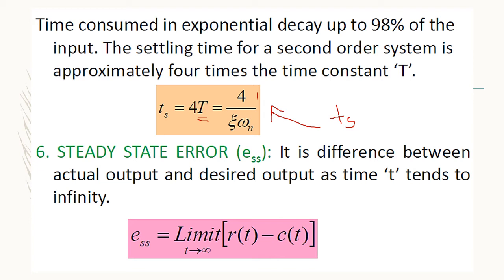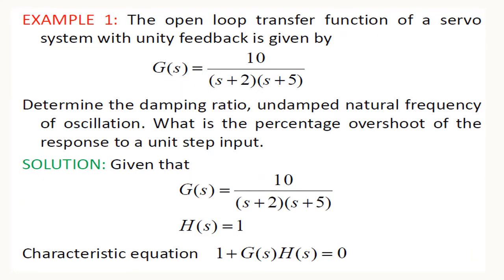The steady state error is the difference between the actual output and the desired output, as time t tends to infinity. Now let us consider an example of an open loop transfer function of a servo system. G of s is equal to 10 divided by s plus 2 into s plus 5. Determine the damping ratio and undamped natural frequency of oscillations. What is the percentage overshoot of the response to a unit step?